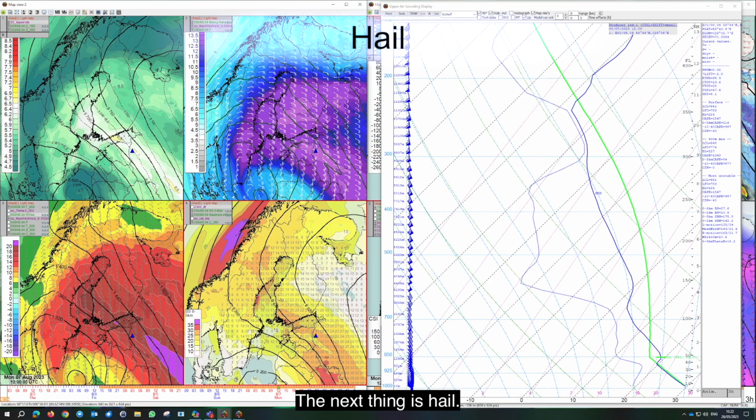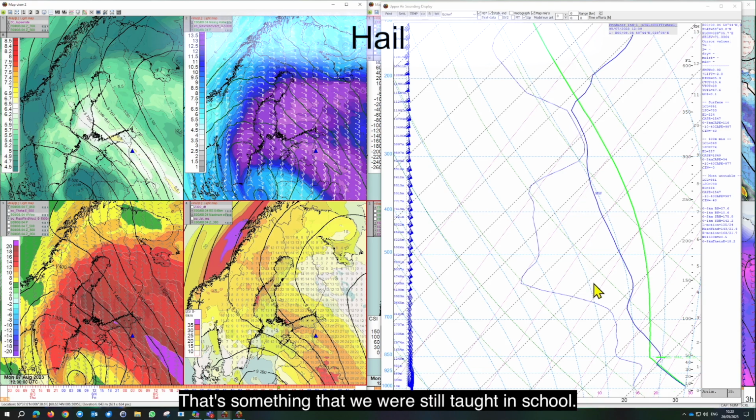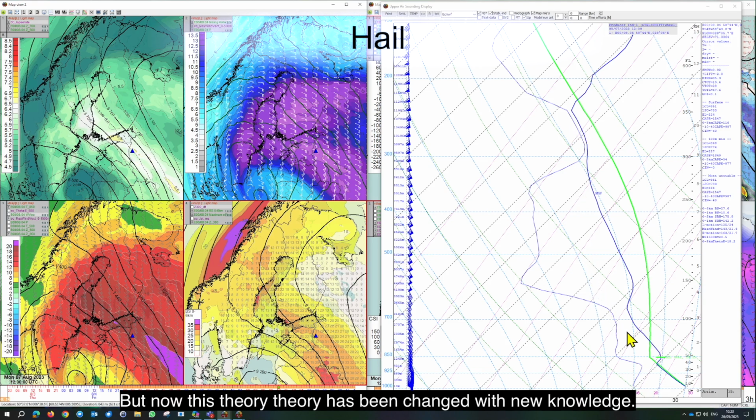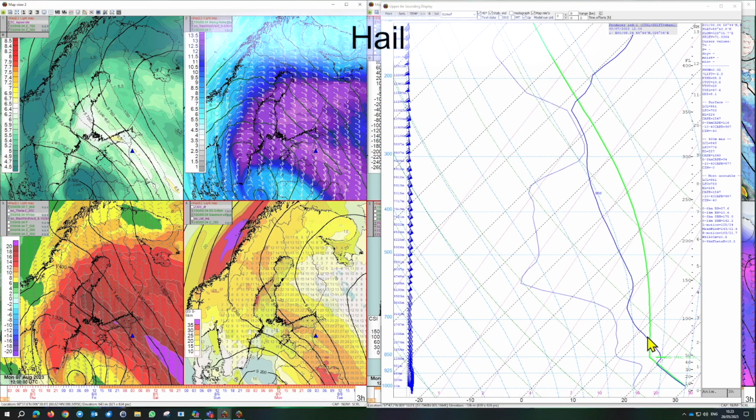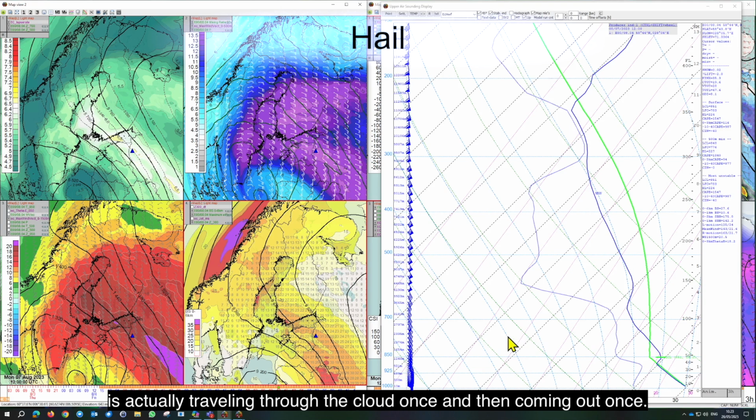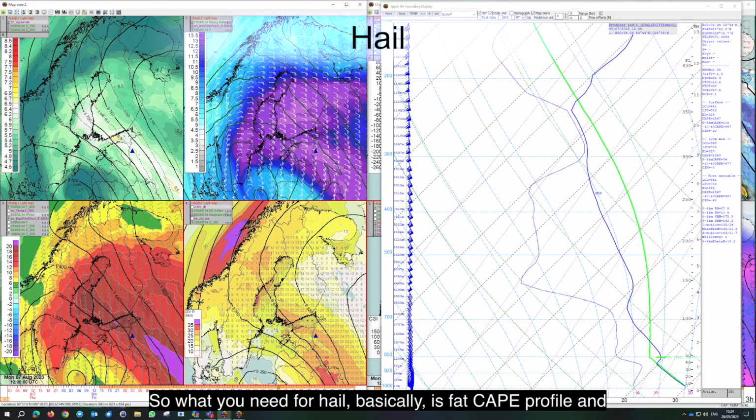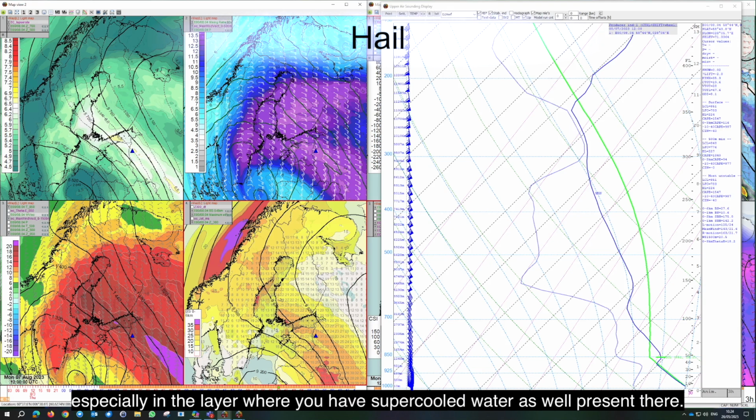The next thing is hail. According to the latest theories, hailstones are not circulating inside the cloud. That's something that we were still taught in school, but now this theory has been changed with new knowledge. So if you have a supercell storm, the hailstone is actually traveling through the cloud once and then coming out once. So what you need for hail, basically, is fat CAPE profile, and especially in the layer where you have supercooled water as well present there.